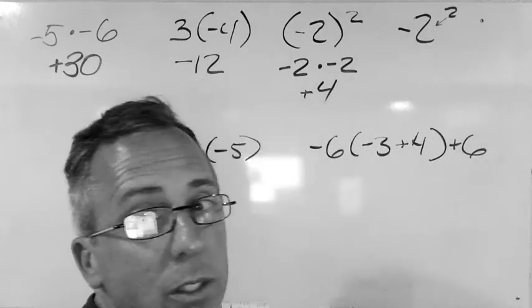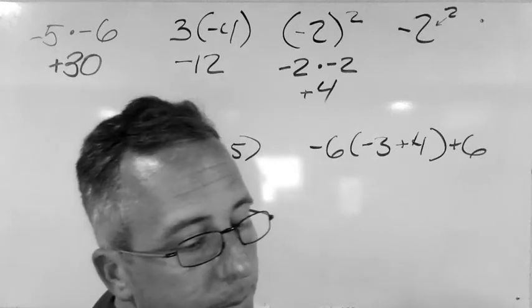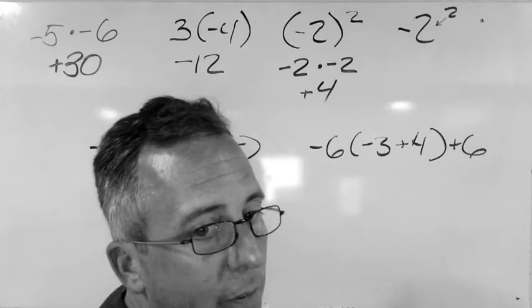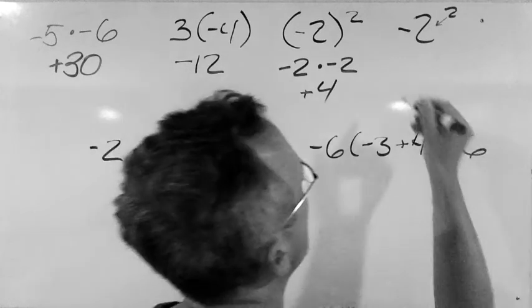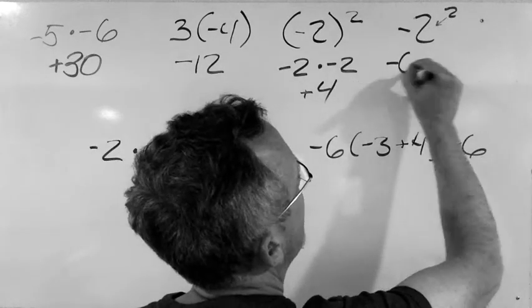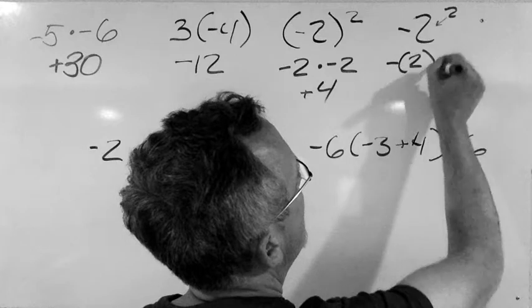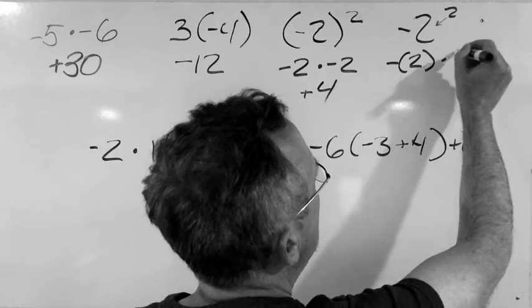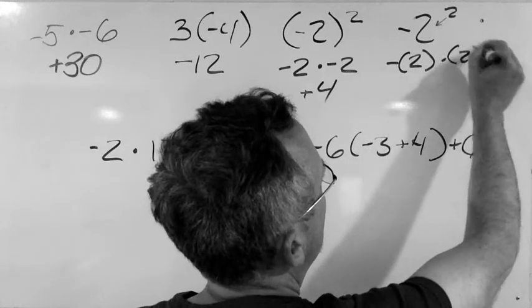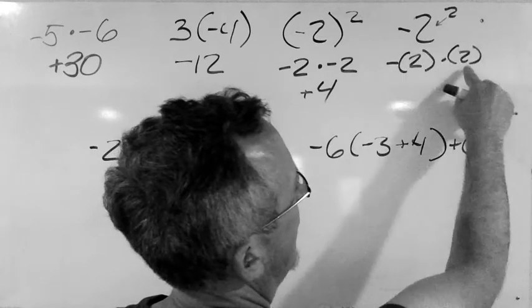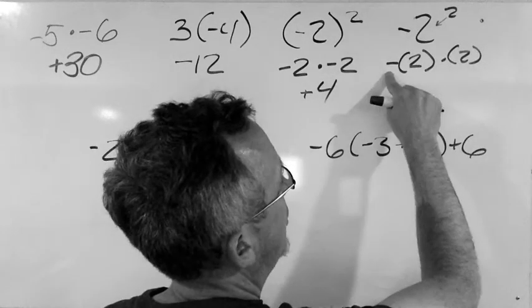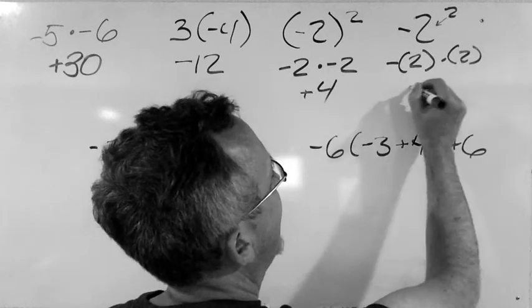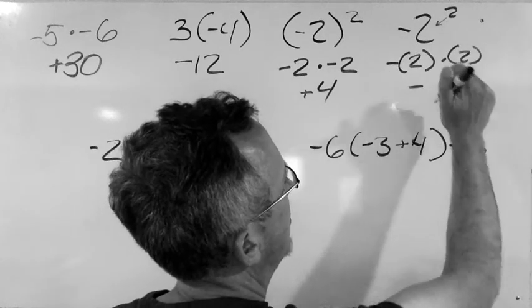When there are no parentheses, that exponent only affects what it is touching. It is only touching the 2. Therefore, that negative will not be multiplied until the end. So if you want to see what it looks like, it's going to be -2 times 2. So we're multiplying 2 2's, 2 times 2, and then we're multiplying that negative. So -2 times +2 is negative. 2 times 2 is 4.